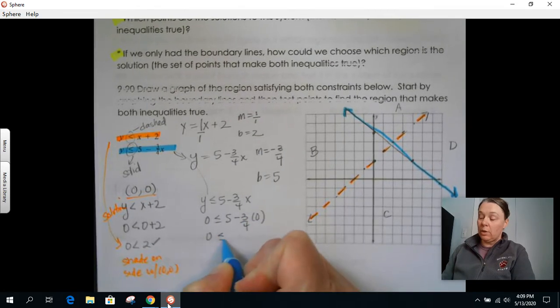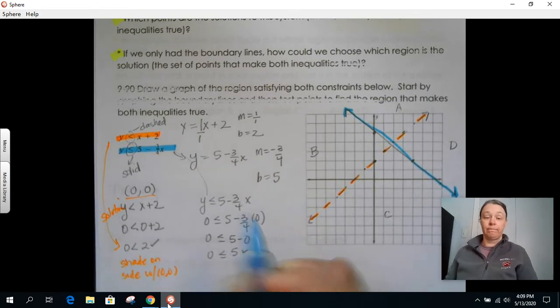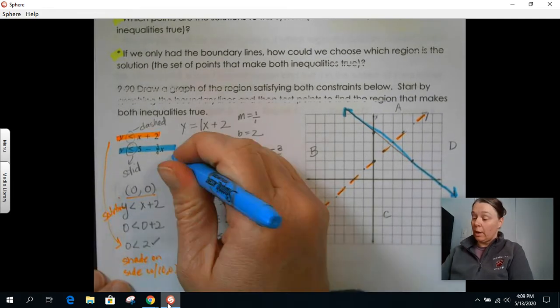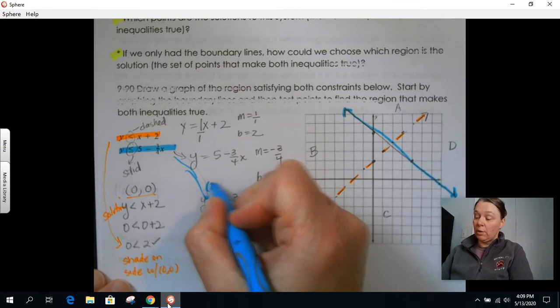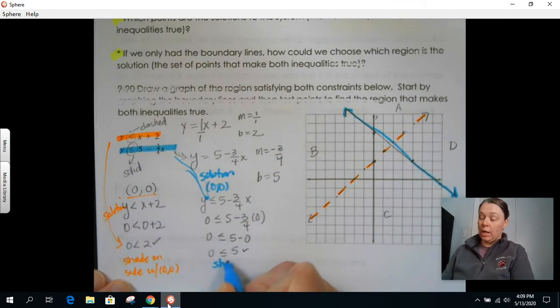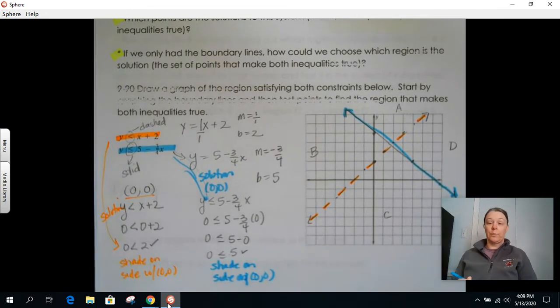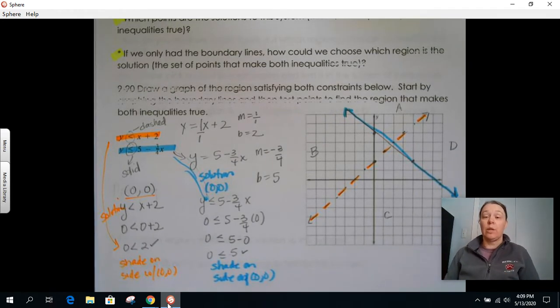So 0 is less than or equal to 5 minus 0. Is 0 less than or equal to 5? It is, right? Okay, so again, 0, 0 is a solution. So I'm going to shade on the side of 0, 0. All right, and then the overlap between those two regions is going to be my solution.